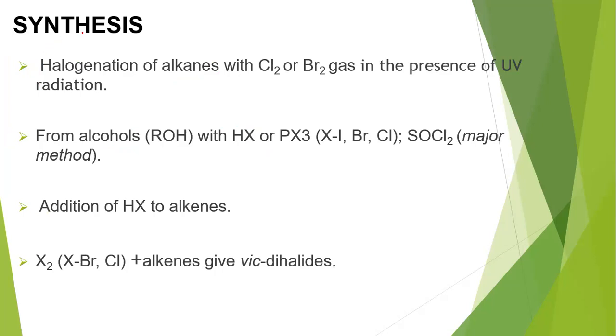Now, synthesis of alkyl halides. So we have halogenation of alkane with chlorine gas or bromine gas in the presence of UV radiation. Now, this is the free radical reaction. I think it will be taught in alkenes, right? And then it was also taught in SHS. This slide will not focus on that, right?